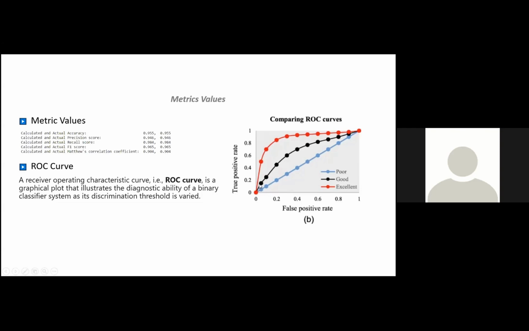If a classifier is performing at its best, its ROC curve looks like this. If it's a poor classifier, the values will increase in a linear fashion like this. So the best classifier will have an ROC value, or area under the curve value, of 1. This is how the ROC curve looks for the best classifier.